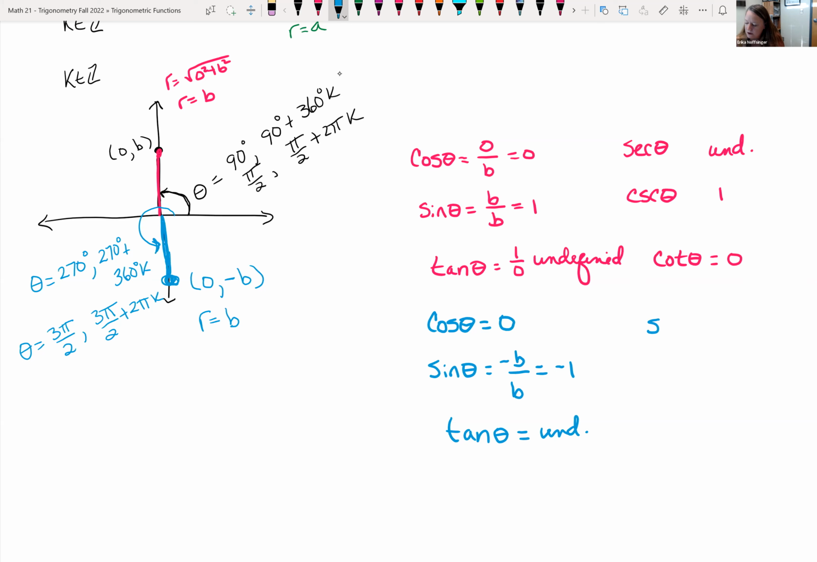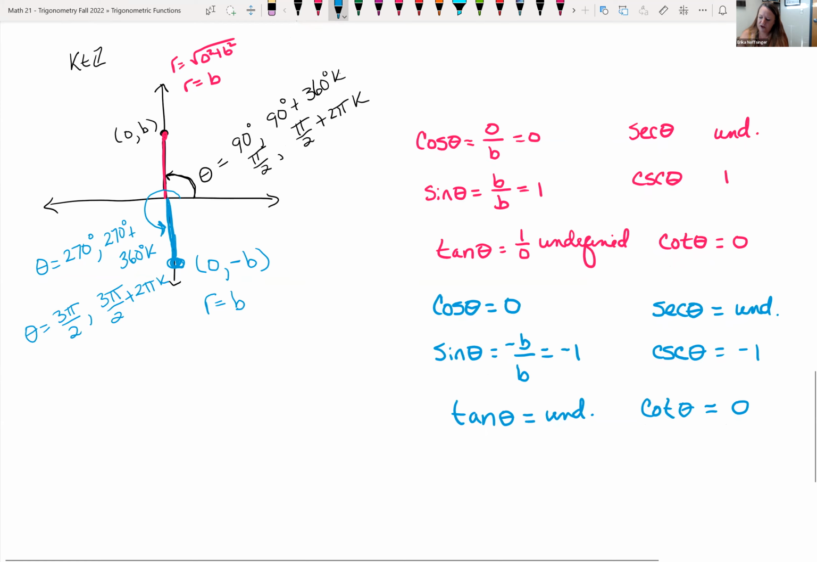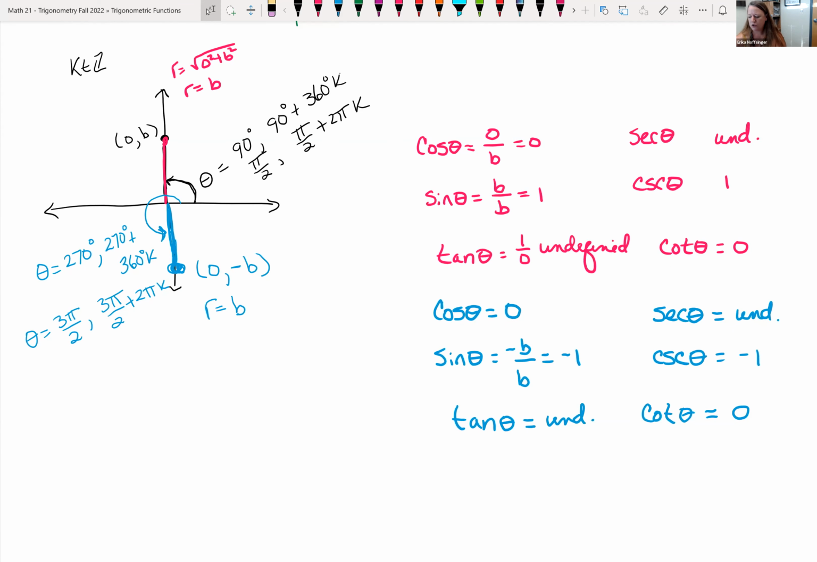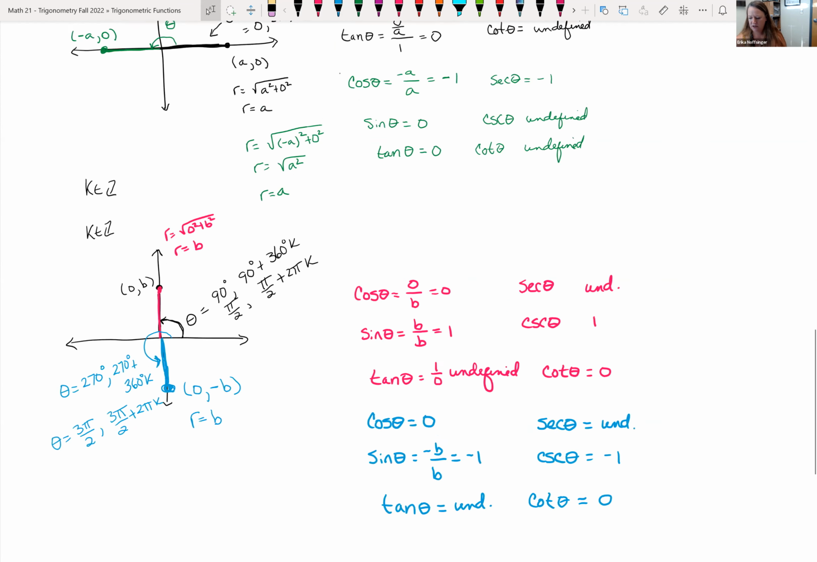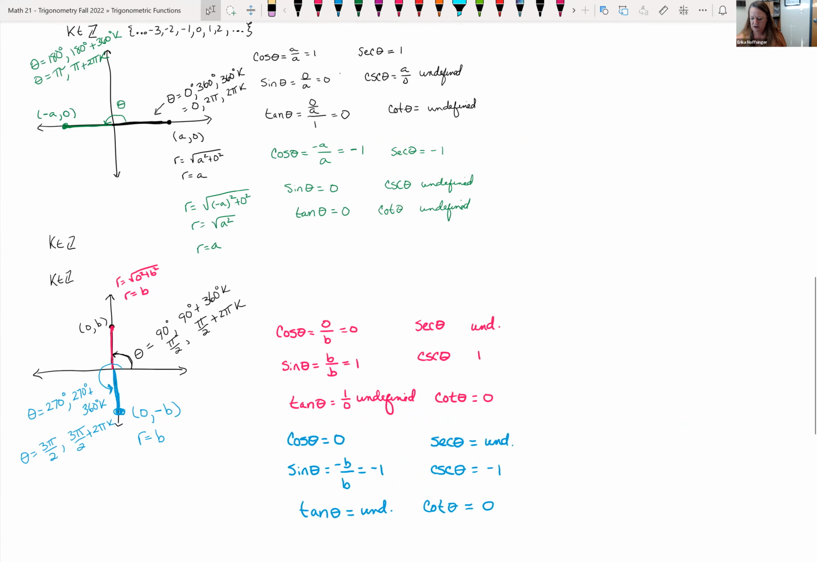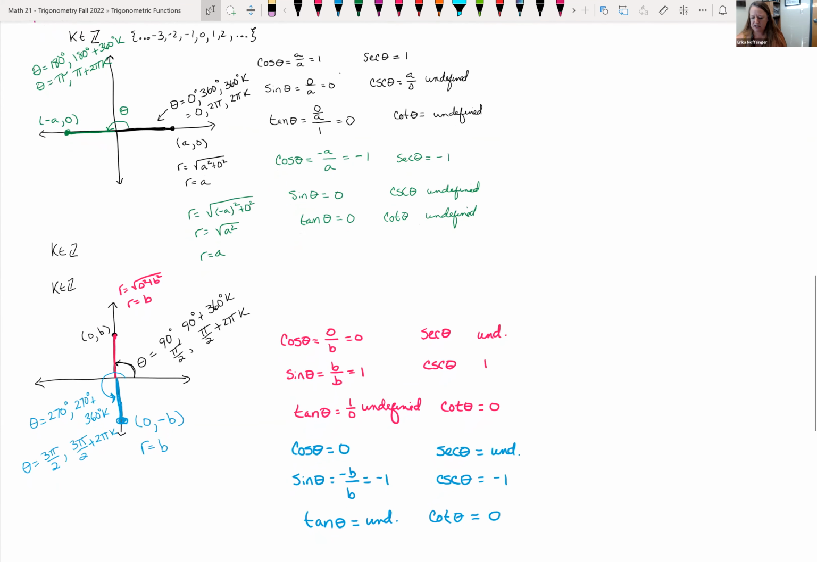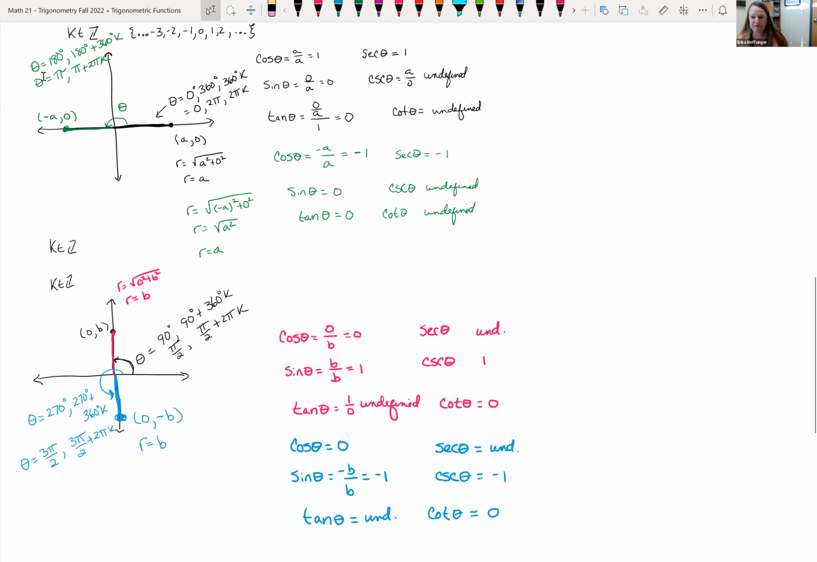Looking at the reciprocal of cosine theta, we have secant theta, so this is undefined. Cosecant theta, the reciprocal of negative 1, is negative 1. And cotangent theta, cosine over sine, 0 over negative 1 is 0. Okay, so that's what's happening at those quadrantal angles, and those are ones that you should have memorized.